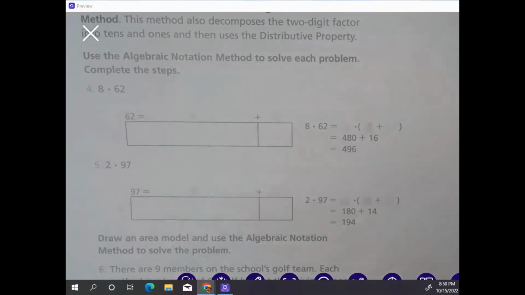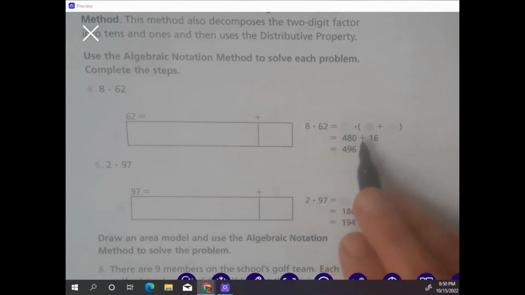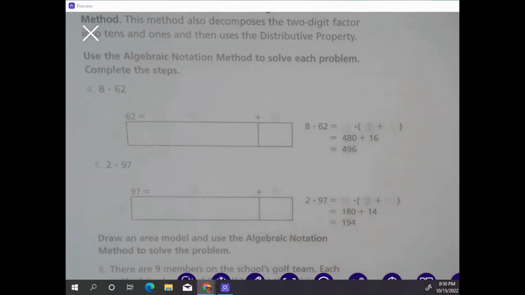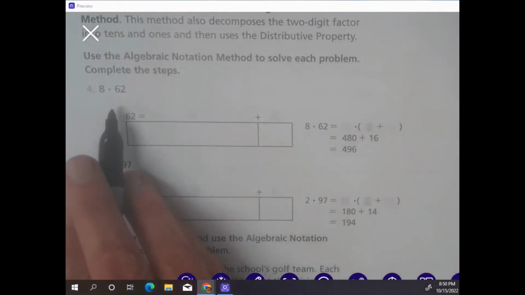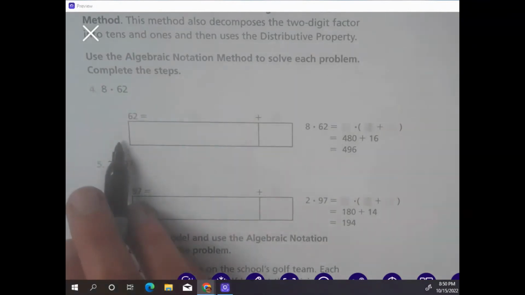All right, let's zoom in a little bit. I showed you how to work the whole problem, and they went back to our place value method here at the beginning. So let's fill that in together, and that will be a little bit of a review, and we can then fill in how our algebraic sentences or algebraic notation method works. So we have 8 times 62. Do you remember the number that goes here? You can fill that in.